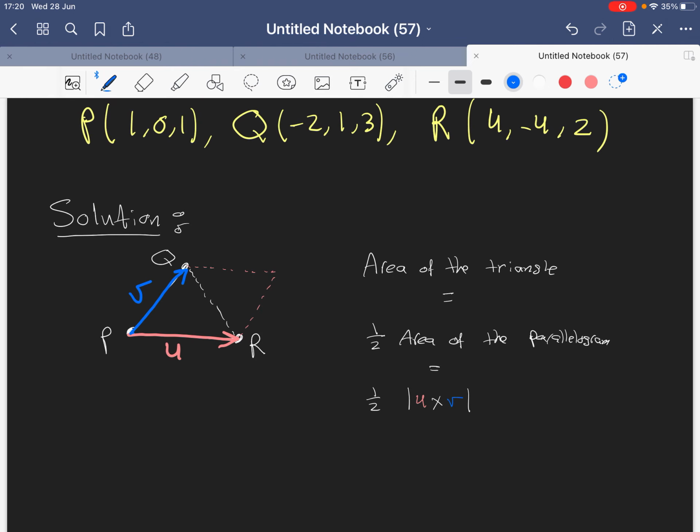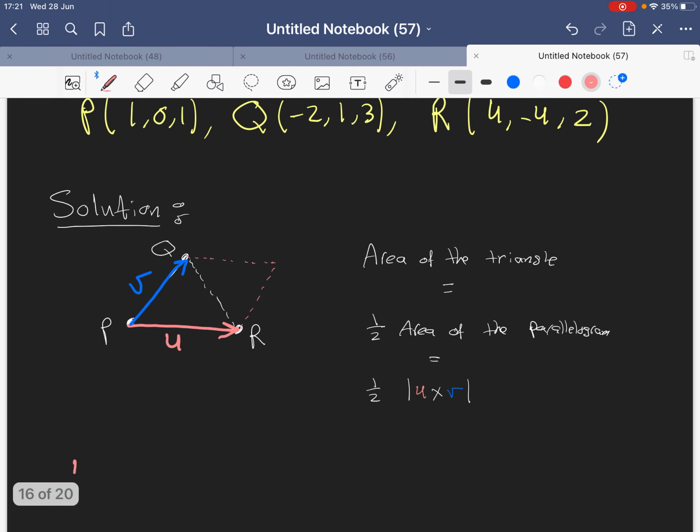So I would suggest that you pause the video now, find u, find v, find u cross v, and find the magnitude. And then compare your answer with the answer that we will solve after you play the video again. So we'll find the vector u, of course I have to write what is u here. So u is PR.